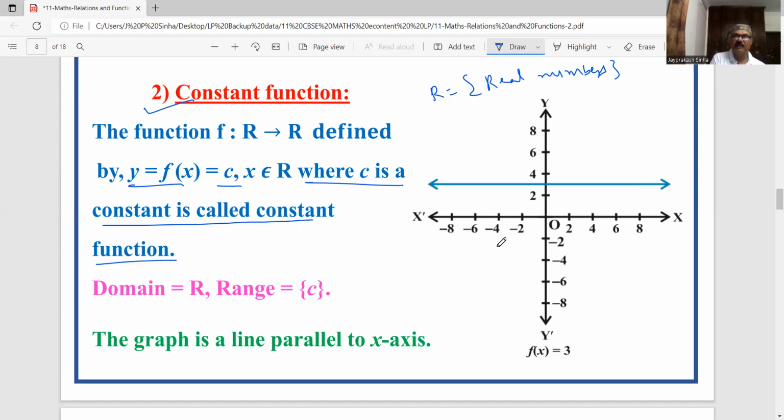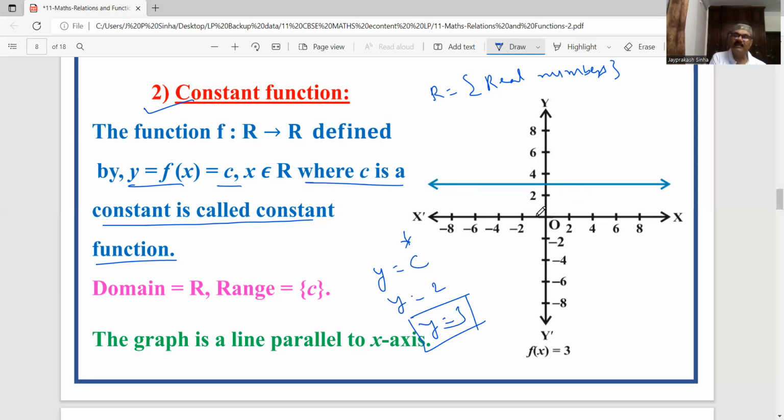When we plot the graph of this, here y is equal to what? c. c is any real number, meaning y is equal to 2 or y is equal to 3. So in this graph, we have taken y is equal to 3. So what will be the graph of y is equal to 3? This is the graph, this blue line. y is equal to 3 means for any value of x, what is the value of y? 3. For any value of x, the value of y is constant, that is equal to 3. That is why it is called a constant function. So this is a constant function, and this is a straight line parallel to the x-axis.